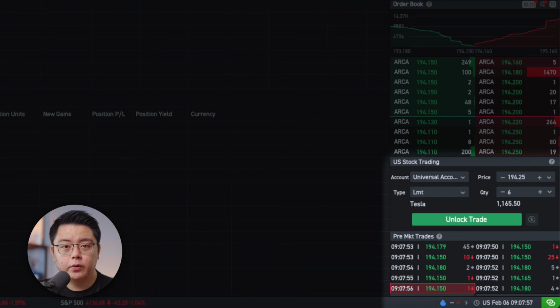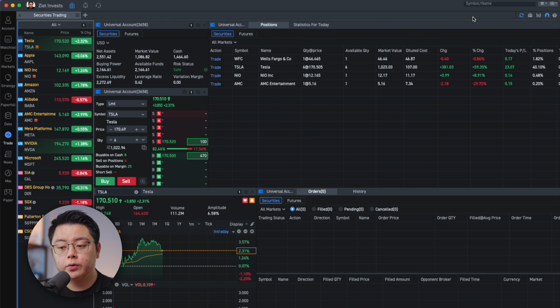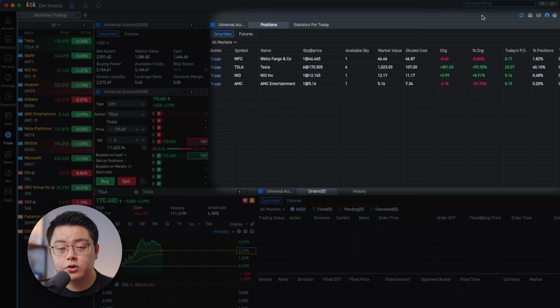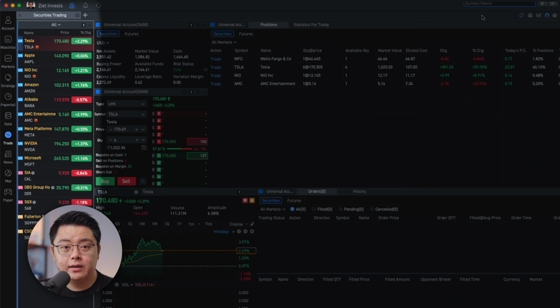And if you scroll down there, you can see US stock trading, which is actually a quick shortcut to trade the stock. But in my opinion, there is a better way to do it by going to the trade tab on the left hand side panel. And at this tab, you have a bird's eye view of all the stocks you currently hold in your portfolio over on the right hand side. While on the left hand side, that is basically the stocks that you currently have in your watch list.